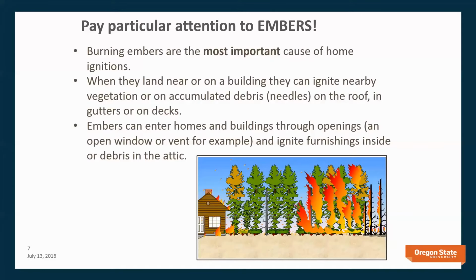Firebrands are embers that are lofted up into the fire column above a fire, and are one of the most important causes of home ignitions. They can land near or on a building, igniting nearby vegetation or accumulated debris, such as needles and dead leaves, on the roof or in gutters or on decks. Embers enter homes and buildings through openings, such as windows or vents, and ignite furnishings inside or debris and other combustible items in the attic.